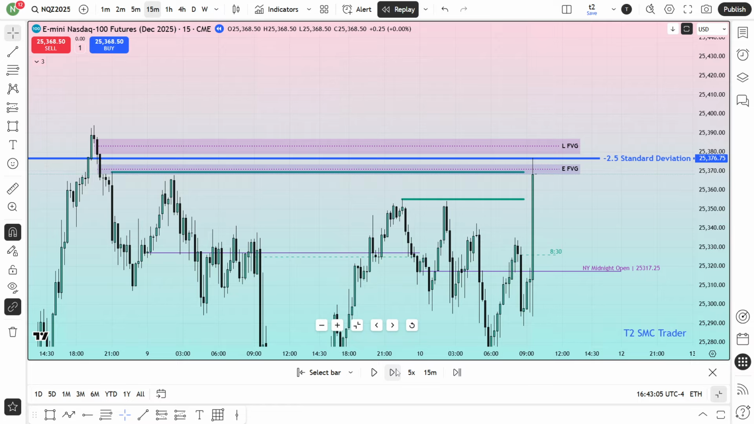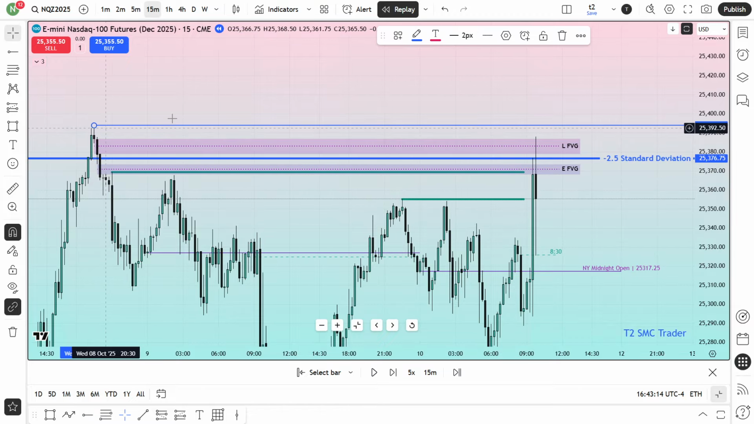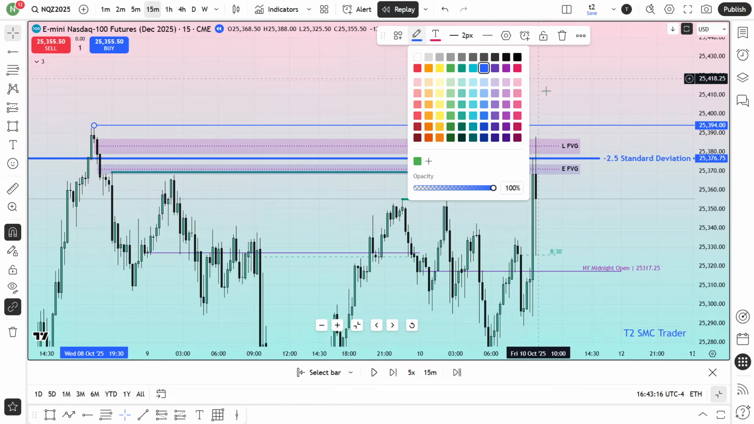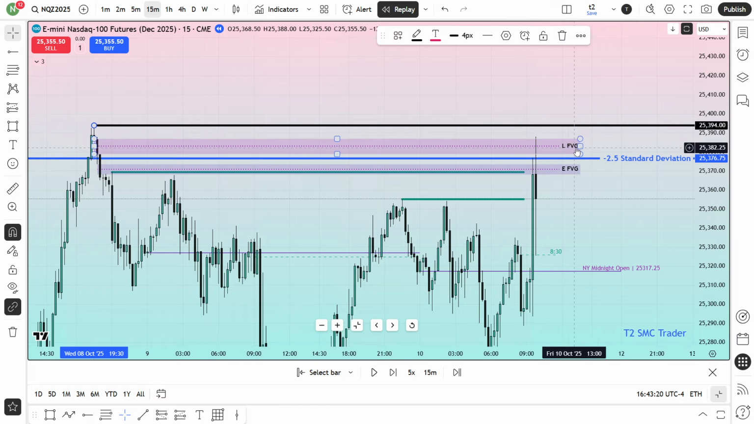So what happened? The next candle traded the last fair value gap and failed to take that high. This is the high. I don't want to see it taken. Okay, so I'm going to mark another bold line. This should not be taken.